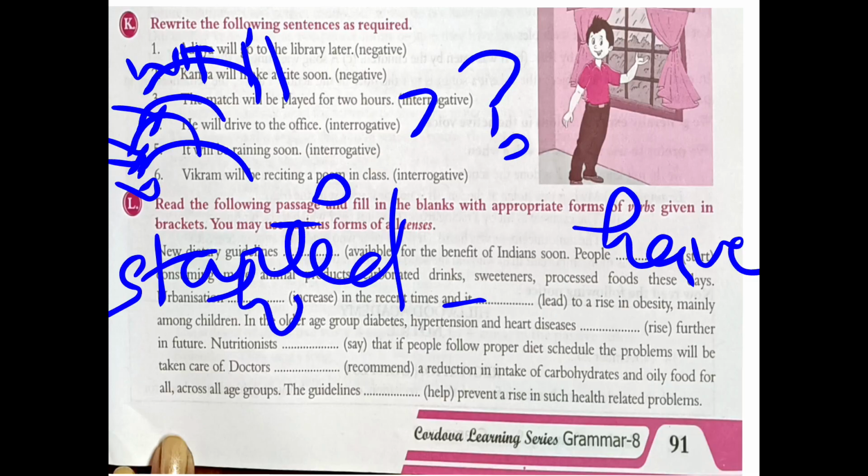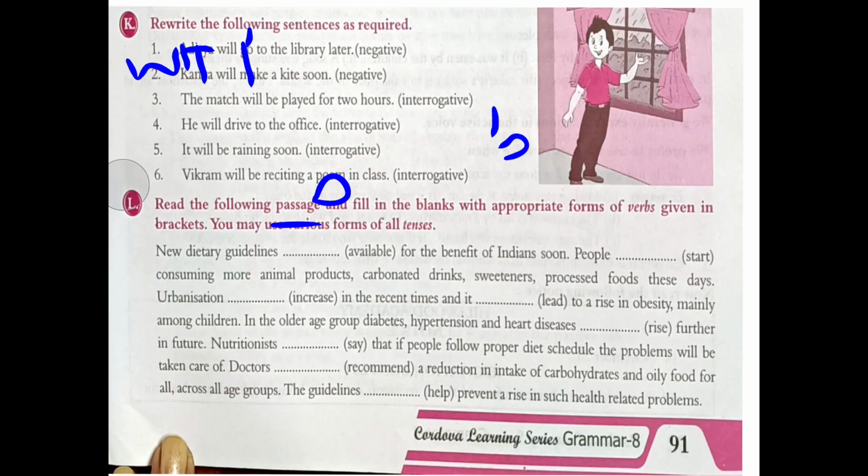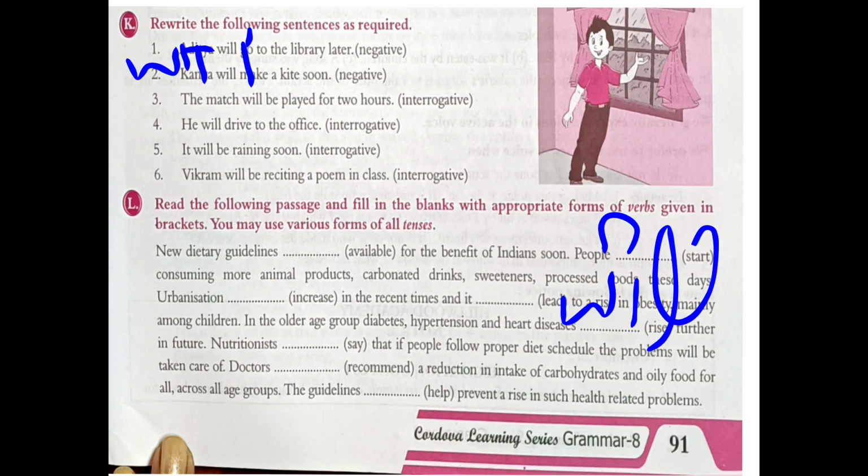Urbanization has increased. When you are putting has or have, then you are putting the past participle of the verb, right? In recent times, and it has led. So what will be right here? Has, and then the third form of lead, that is led. And it has led to a rise in obesity, mainly among children. In the older age group, diabetes, hypertension, heart disease will rise. Let me clean it. Okay, so what will be right here? That is will rise further. Will rise further in future.